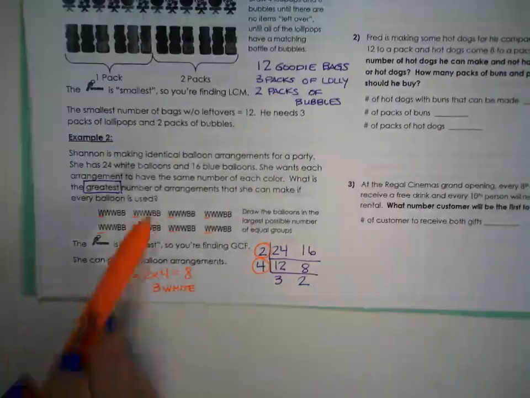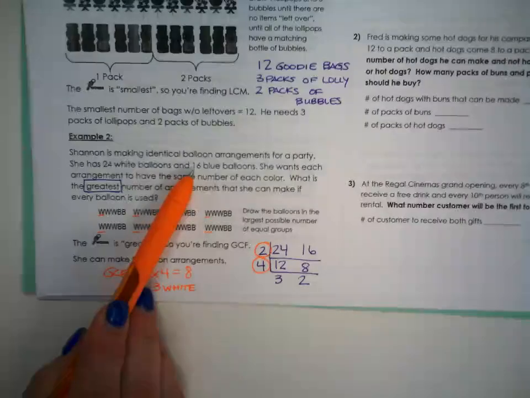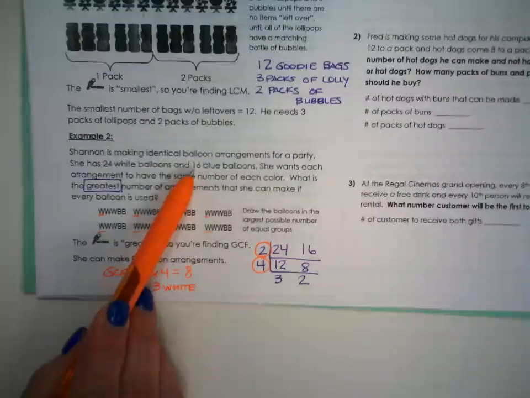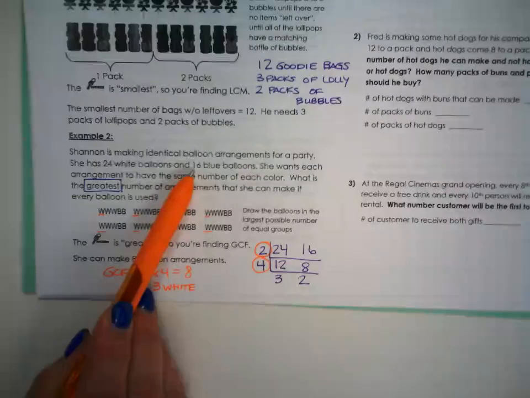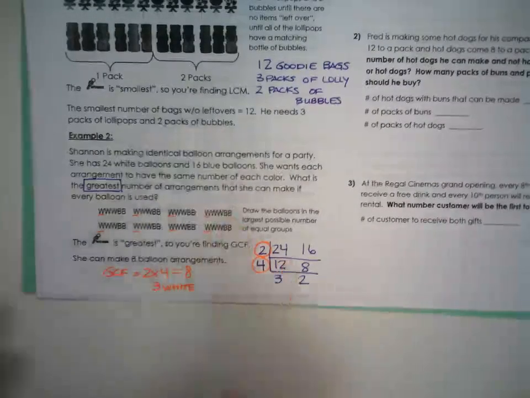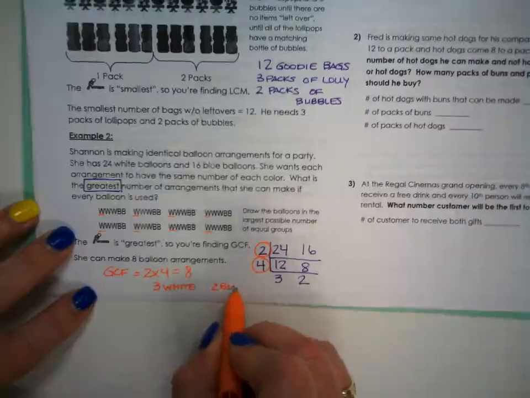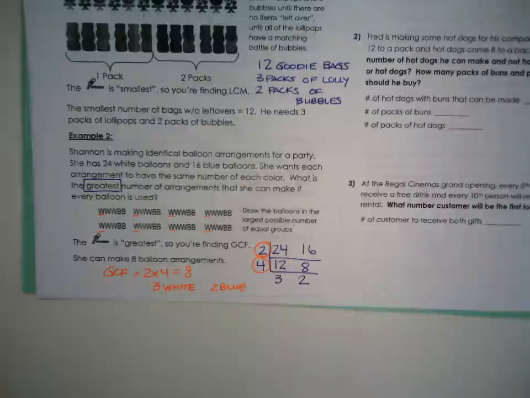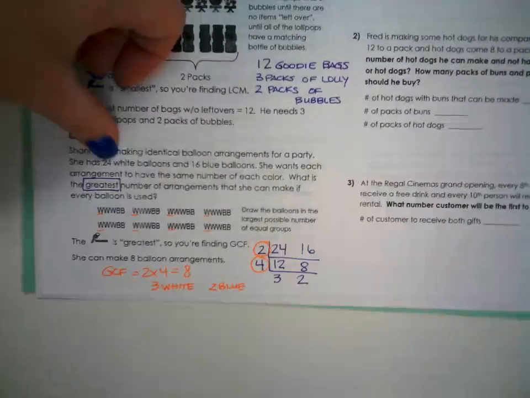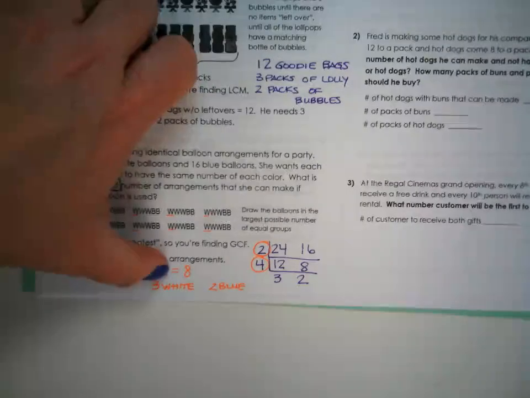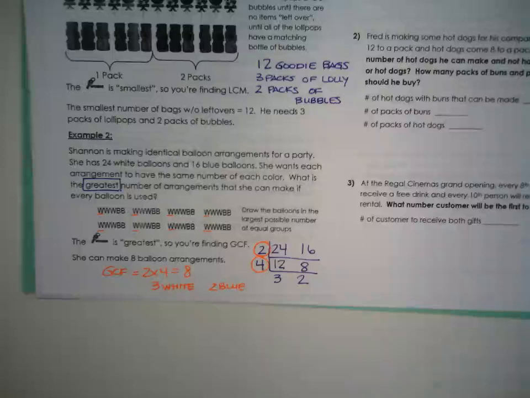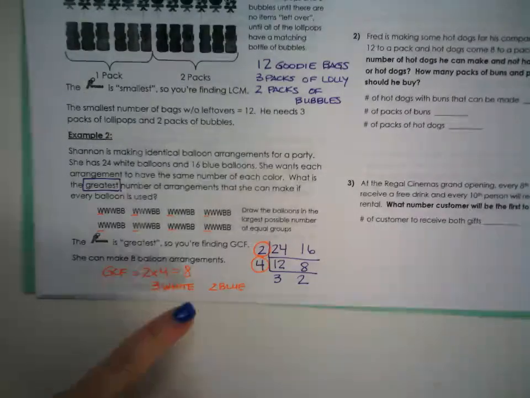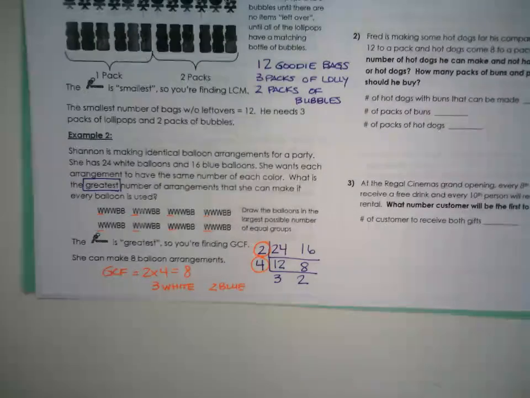And if I have 16 blue balloons, and I'm dividing it into the 8 bouquets I'm going to make, how many blue balloons will be in each one? 2. Let me say that again because I don't want anybody to be confused. If I'm making 8 bundles of balloons, and I have 24 white, there's going to be 3 groups of 8 in those 24. So there'll be 3 white balloons in all my bundles. And if I have 16 blue balloons, and I'm going to break those into 8 groups, there'll be 2 balloons in each of those 8 groups. Does that make sense? Yes.